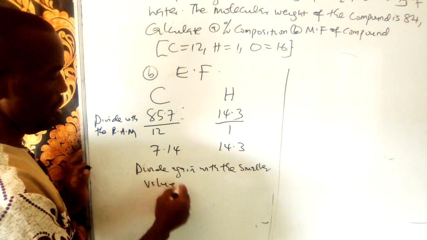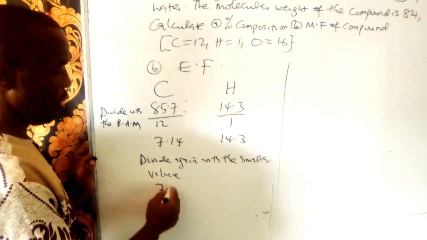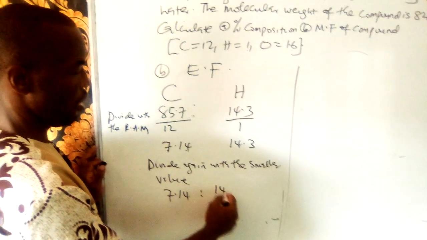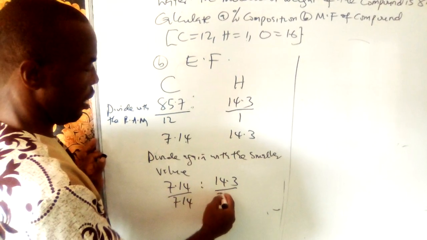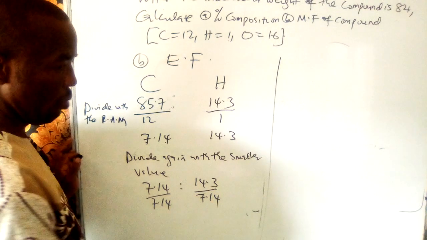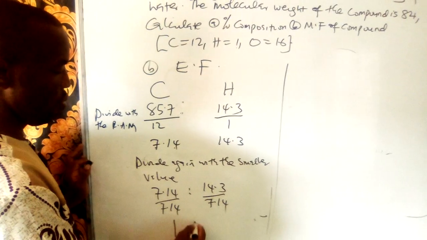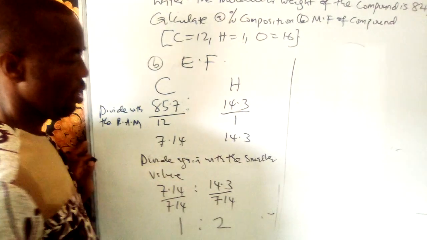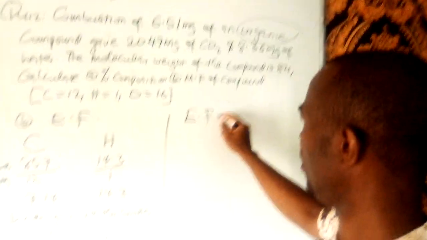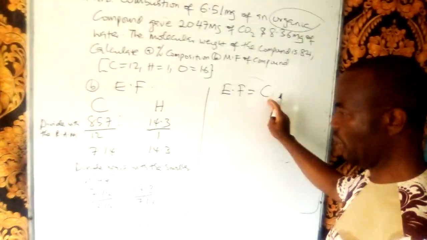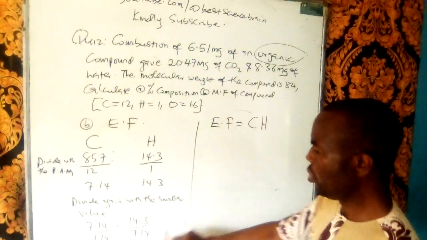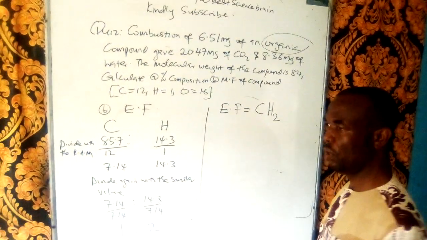The smaller value here is 7.14. 7.14 is the smaller, so divide both of them by 7.14 and approximate your answer to the nearest whole number. That gives us 1. This one gives us approximately 2. That means the empirical formula of the compound is now C. We're going to give 1 to carbon, there's already 1 here, and 2 to hydrogen. So this is the empirical formula of the compound.